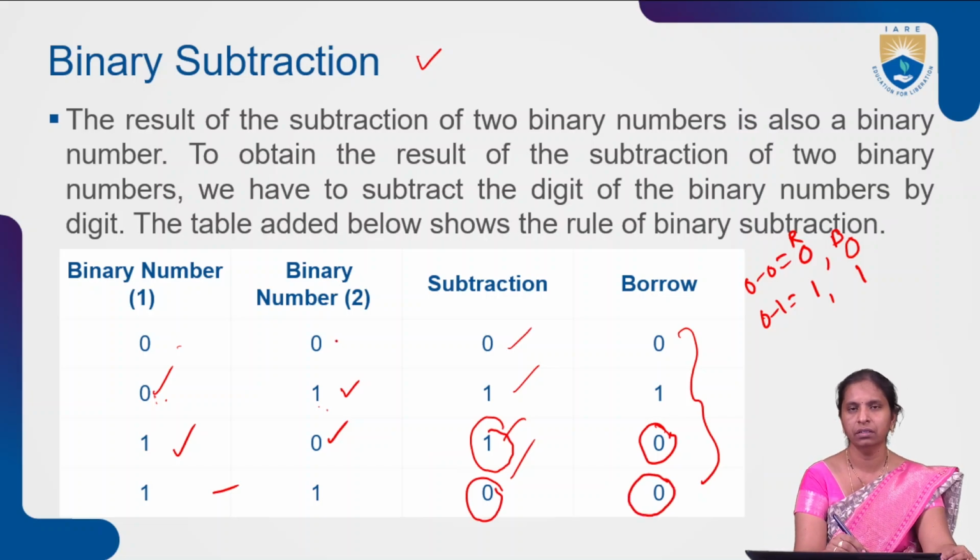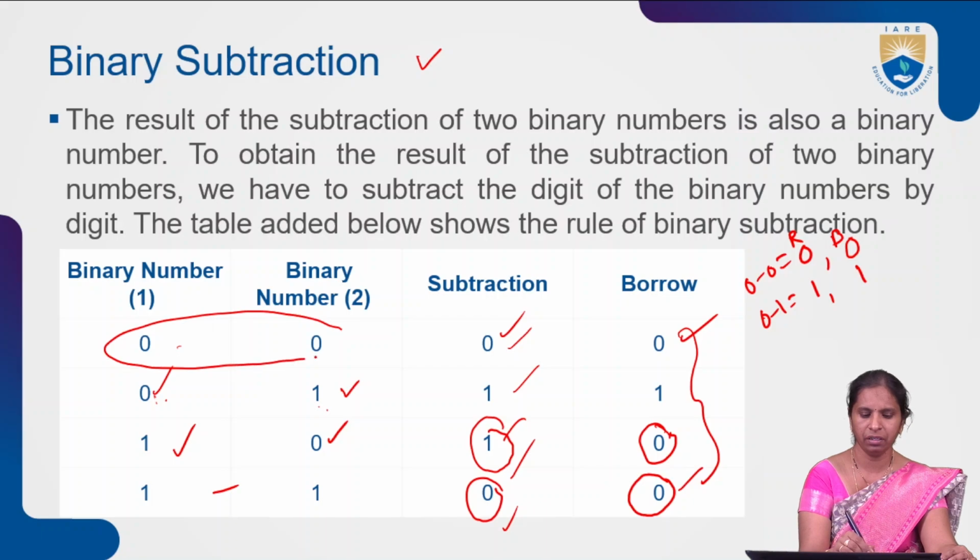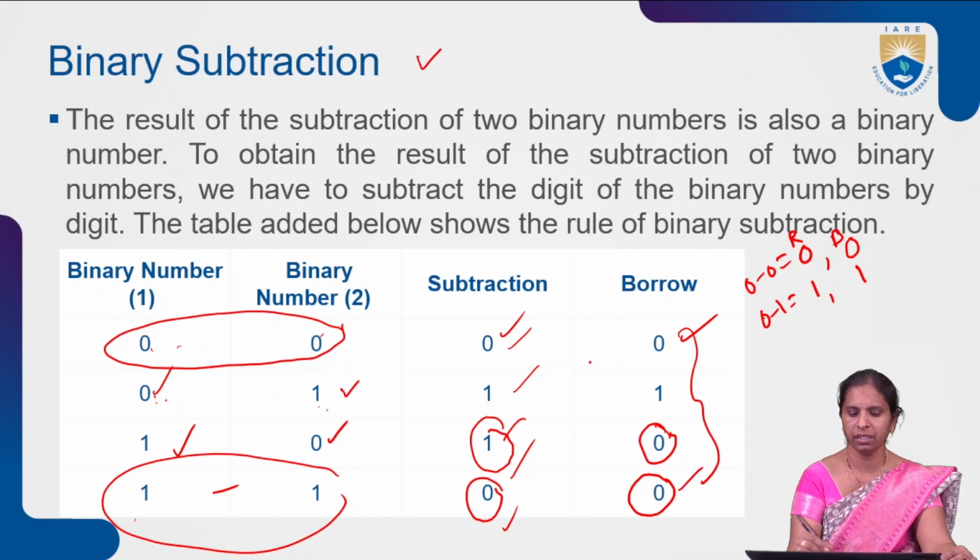So you get 0 as the subtraction result and 0 as the borrow in two cases. What are the two cases? When the two digits are the same, that is 0 and 0, and 1 and 1. When these two are the same, then you get subtraction 0 as well as borrow 0.